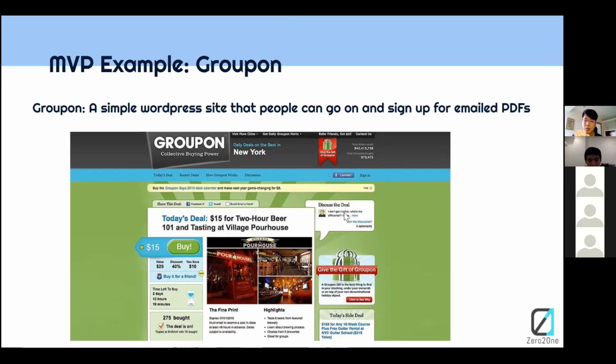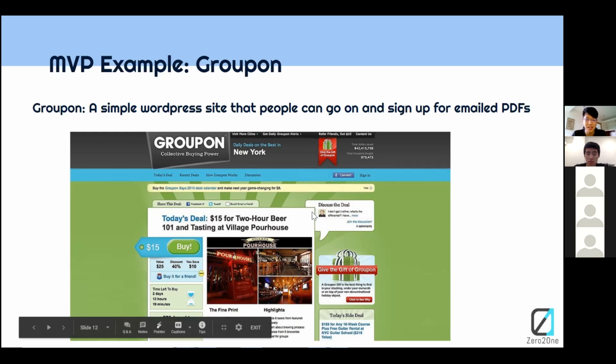a way for people to sign up, kind of like a Google form. People can sign up for a link, and then they would put together all these coupons into one PDF and email it to all of the people who signed up. So it was literally just emailing PDFs to people. Nothing was automated. All of these things don't scale at all. But they were testing out really great assumptions.